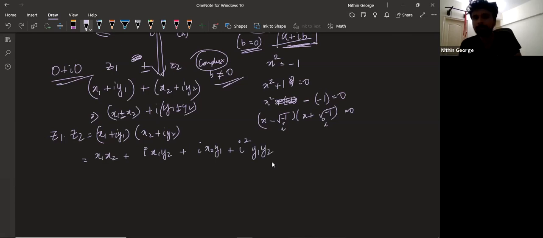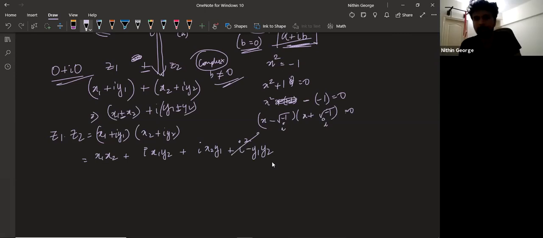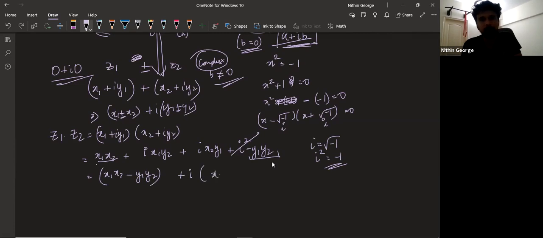What is i square, guys? Minus 1. Okay, remember, i square is minus 1. So i is root of minus 1, right? So i square will be minus 1. All right, so I'll plug the real parts together. i square is real actually. So it becomes x1, x2 minus y1, y2 plus i into x1, y2 plus x2, y1.